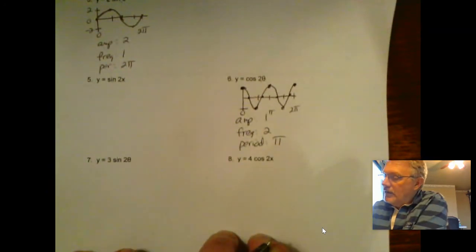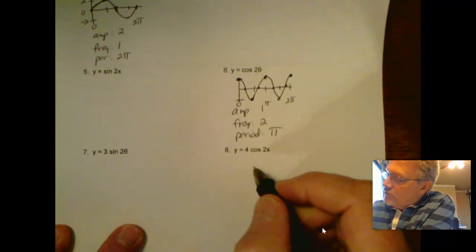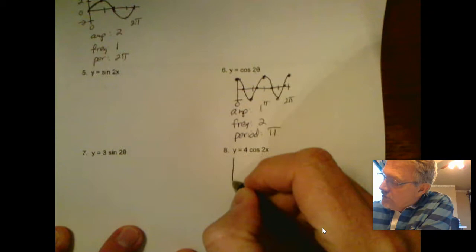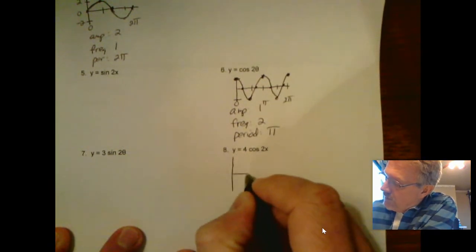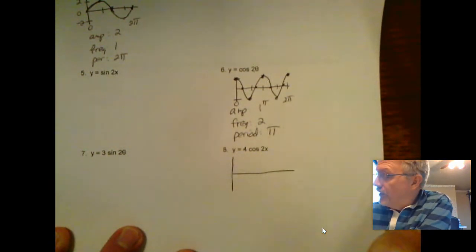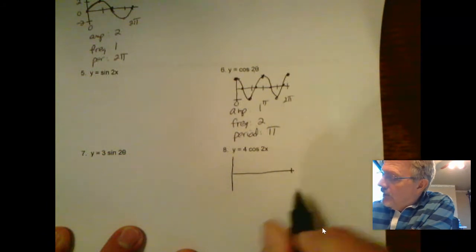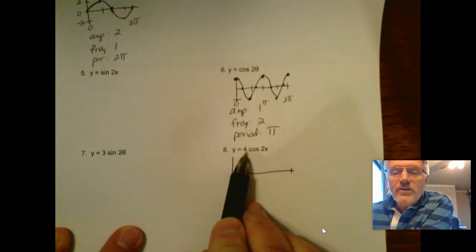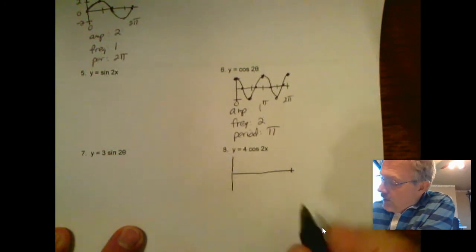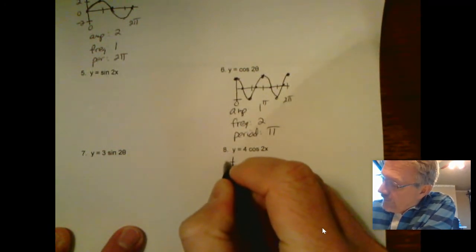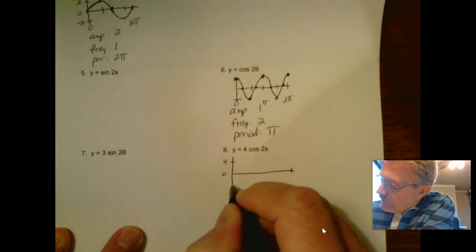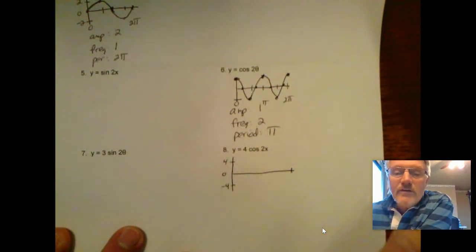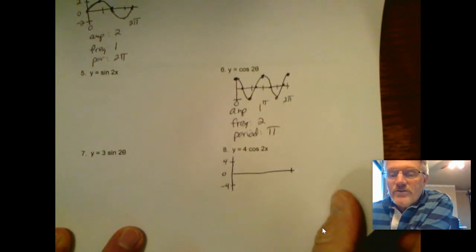All right, and number 8, I'll do another one of those. All right, so another cosine for you. So I'm going to see 2 cycles, and the amplitude is going to be 4. All right. So the amplitude is easy. The y labels are easy. When the amplitude's 4, it's just going to go up to 4 and down to -4.